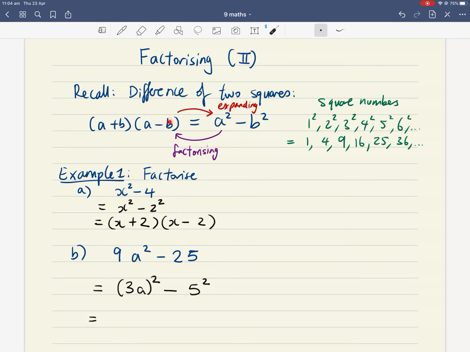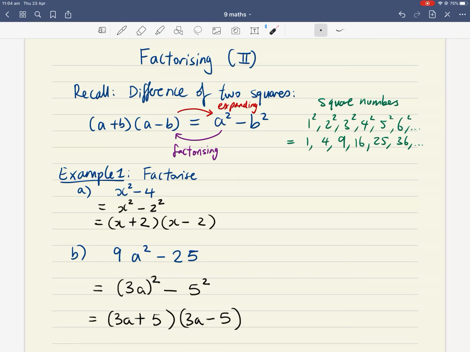So to go backwards and factorize, you go bracket, bracket. So let's write those brackets in. You put the first thing in, which is 3a, inside your brackets. One bracket is plus, one bracket is minus, and then you put the second thing in, which for us here is 5, because it's 5 squared, and 5 squared is 25.